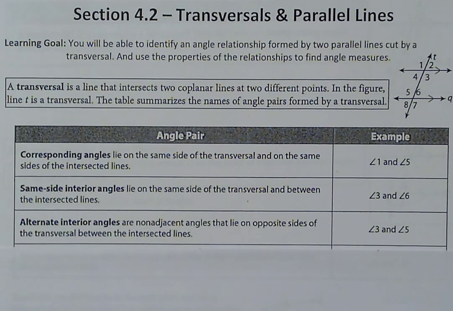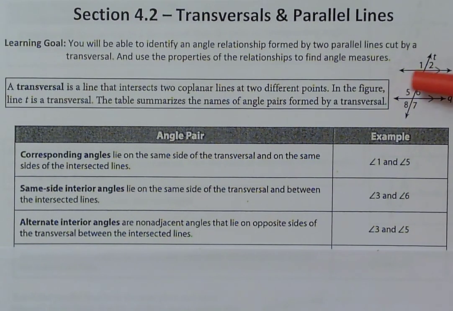Next, alternate interior angles are angles that lie on opposite sides of the transversal, but still in between the parallel lines. And an example of that would be, if we're looking at 3 and 5, sorry, I meant 3 and 5. Angles 3 and 5 are alternate interior.